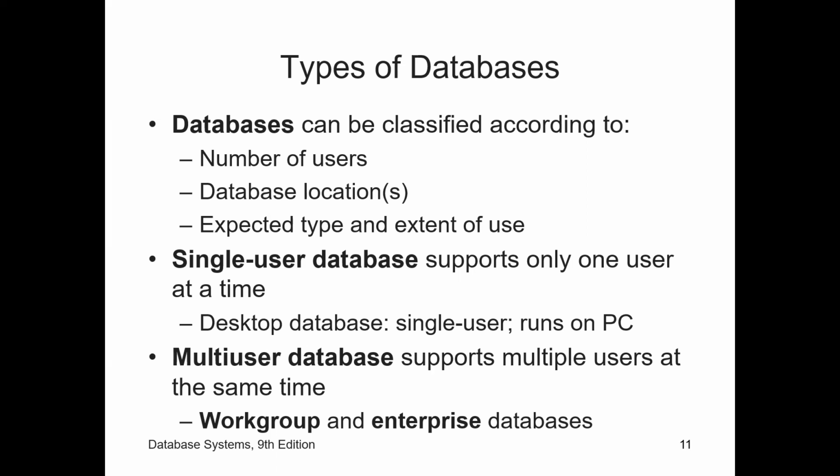In contrast, a multi-user database supports multiple users at the same time. When the multi-user database supports a relatively small number of users, let's say fewer than 50, or a specific department within an organization, it is called a workgroup database. When the database is used by the entire organization and supports many users across many departments, the database is known as an enterprise database.